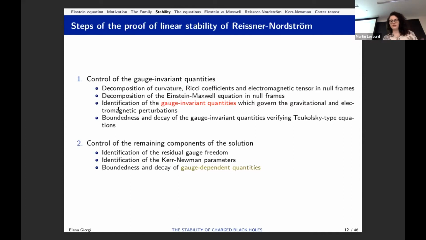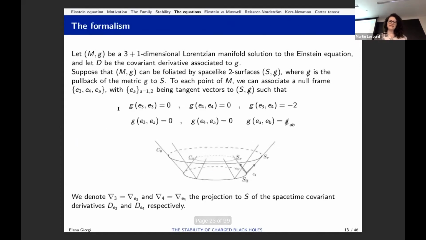It changes completely, the structure and the hierarchy of your equations and so on. And that's where you want to identify the residual gauge freedom, the Kerr-Newman parameters, and so on. So these are very roughly the two aspects of the proof, and I'll try to say a little bit about both. So let's start with the first part, the setup.